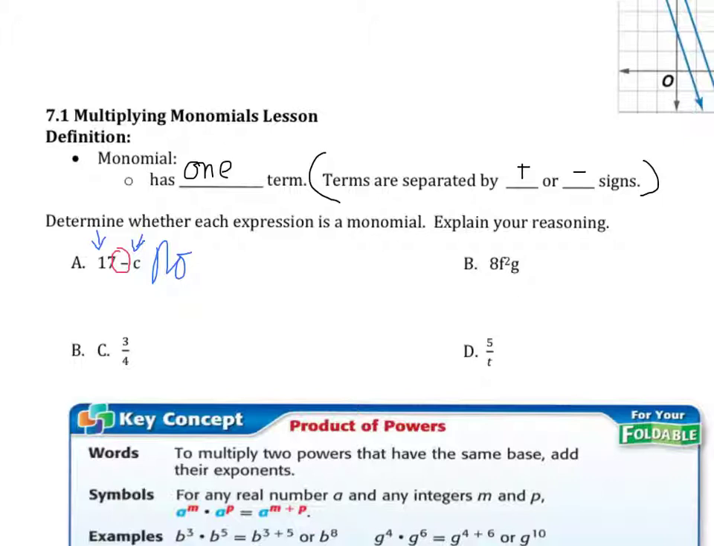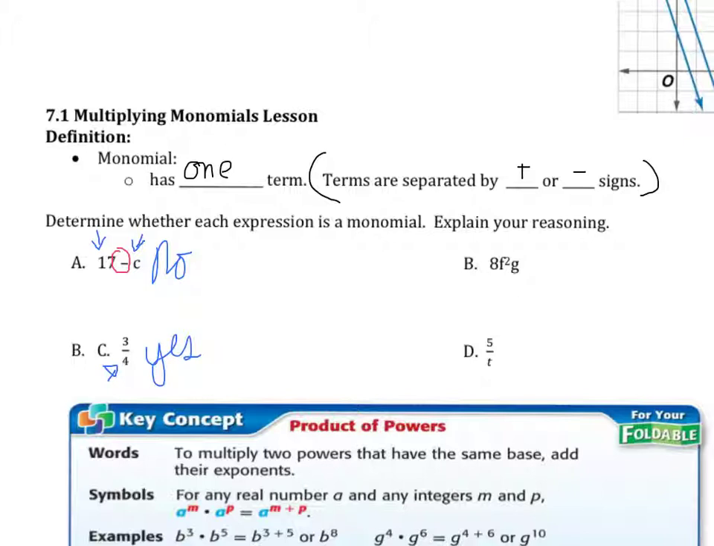How about for our next one, if we have 3/4, we have a fraction there, okay? Well, that one is going to be a monomial because it has a constant in the denominator. Since we have a constant in the denominator, 4, we can say that, yes, this is a monomial.